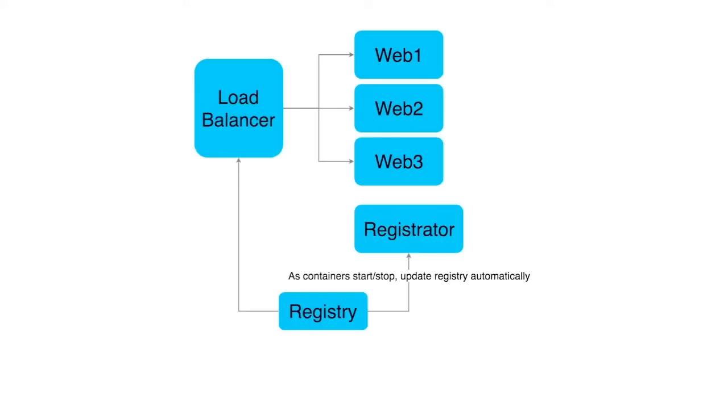To make things even more decoupled, we can run a Docker container called Registrator, which will automatically watch for all Docker containers and automatically register and deregister them when they start or stop. Now our web instances don't even have to be aware of the registry. Registrator takes care of that automatically. So to go from 3 to 6 now, we simply start 3 more containers of web.